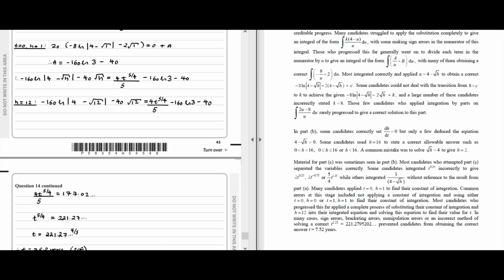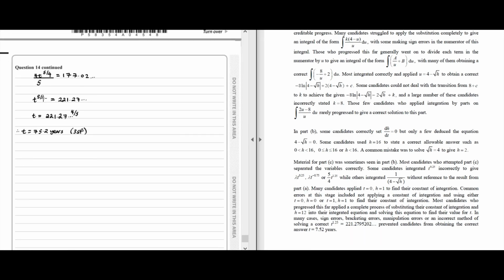Most candidates who progressed this far to use these boundary conditions applied a complete process of substituting their constant of integration and h equals 7 to their integrated equation and solving this equation to find their value of t. In many cases there were some sign errors. Finally, when we had this bit over here, solving for t wasn't that hard, but some people did not realize how to solve this equation, which was actually quite disappointing.